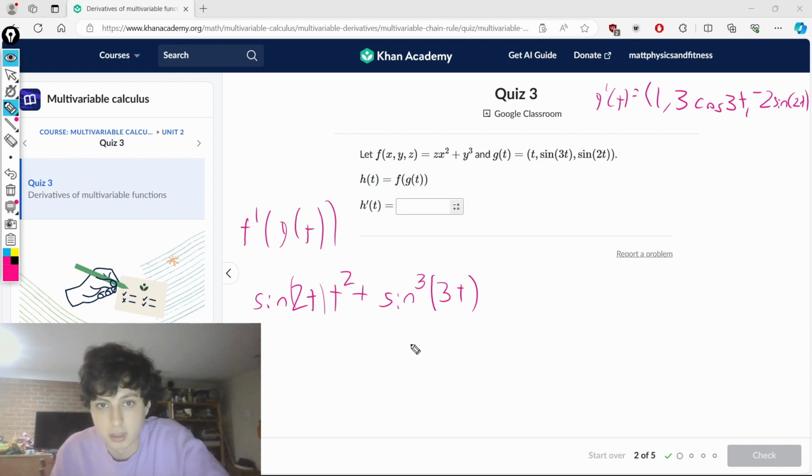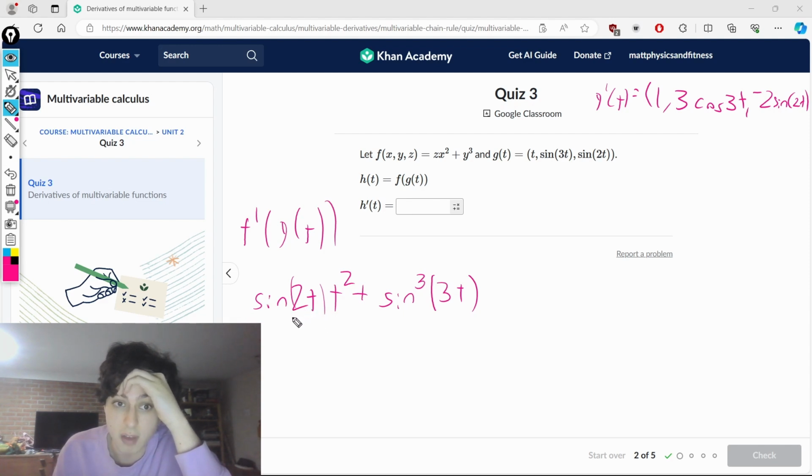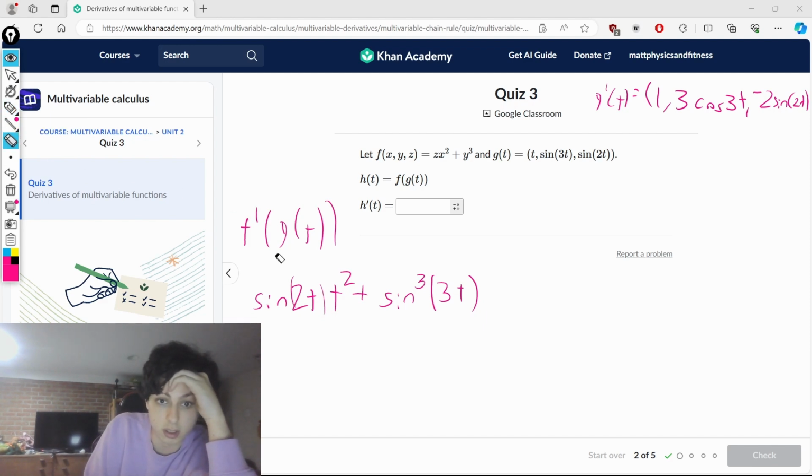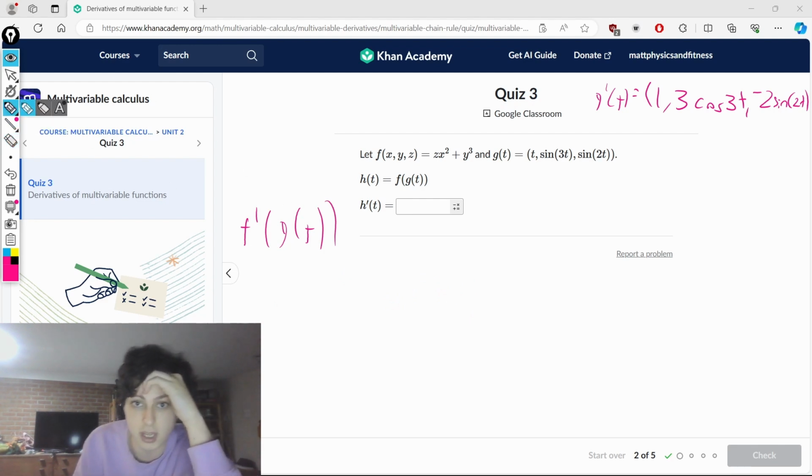Luckily, I'm not close to getting it perfect on the quiz, so nothing too bad's going to happen. Because this is just f of g of t. All I did was plug g of t into f, so I haven't even taken a derivative yet. Oh, I know what I made a mistake on. Classic. I need to take the partial derivative and then plug in my values like I've done before. Oh, what a silly mistake.